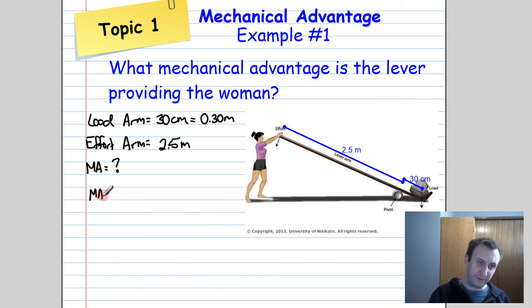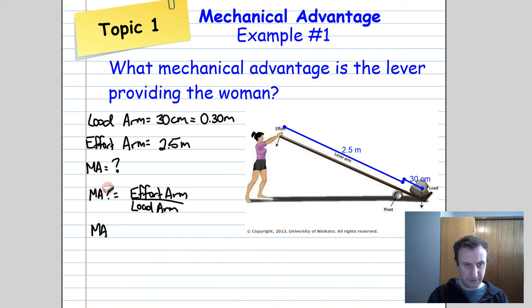So mechanical advantage is equal to my effort arm divided by my load arm. Mechanical advantage is equal to my effort arm of 2.5 meters. Just plugging in the value here, right? So instead of effort arm, I'm putting 2.5 meters, and I'm dividing that by the load arm, 0.30 meters.